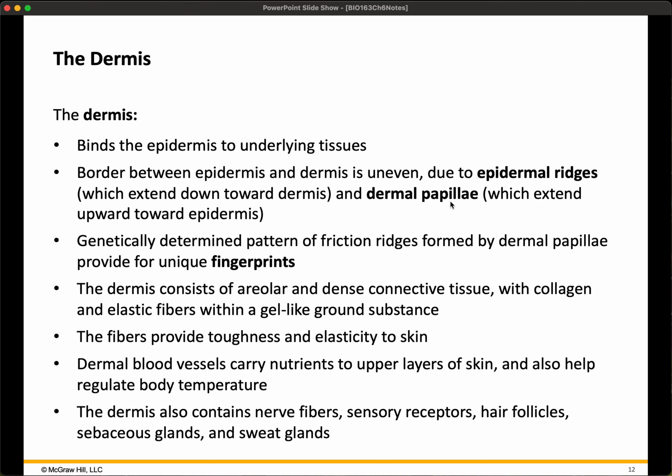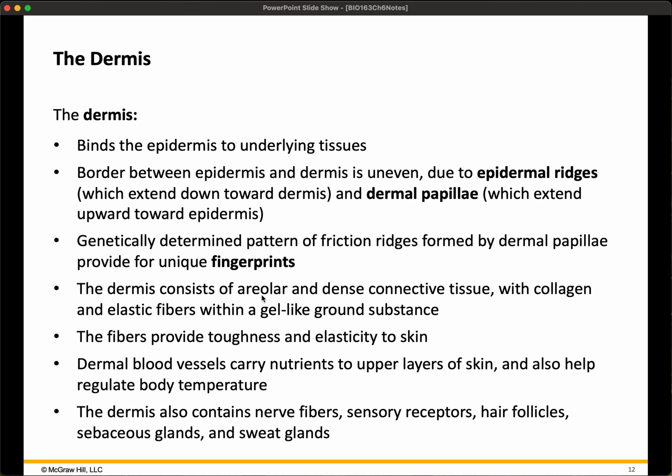When you look at the dermal papillae, you can see that it's kind of like a little mountain ridge of the dermis, but it's interlocking with a valley of the epidermis. And so that's the epidermal ridges, interdigitating together. The dermal papillae also form our fingerprints. That specific orientation and layout of the dermal papillae, unique to everybody, provides for our fingerprint structure.